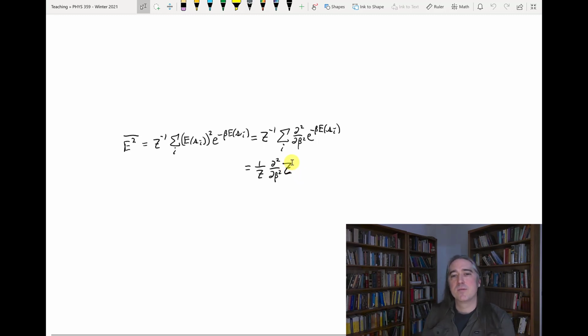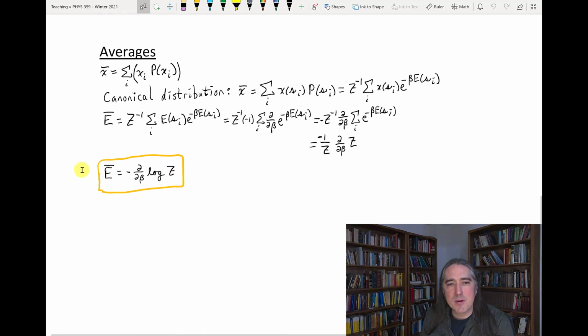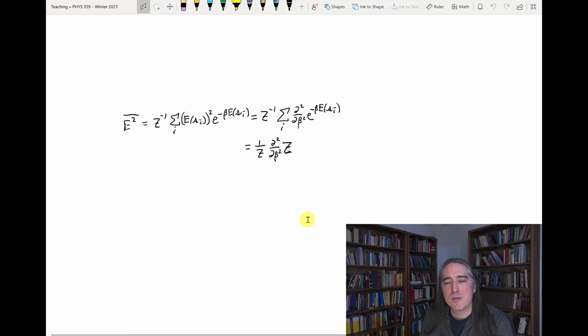So we now have very clean expressions for both E squared bar and E bar. And in the problem set, you're going to put these together to calculate something much more physical than these sort of, what's the fluctuation in the energy? It turns out there's a very physical quantity that relates to fluctuations, and you're going to calculate that on the problem set.